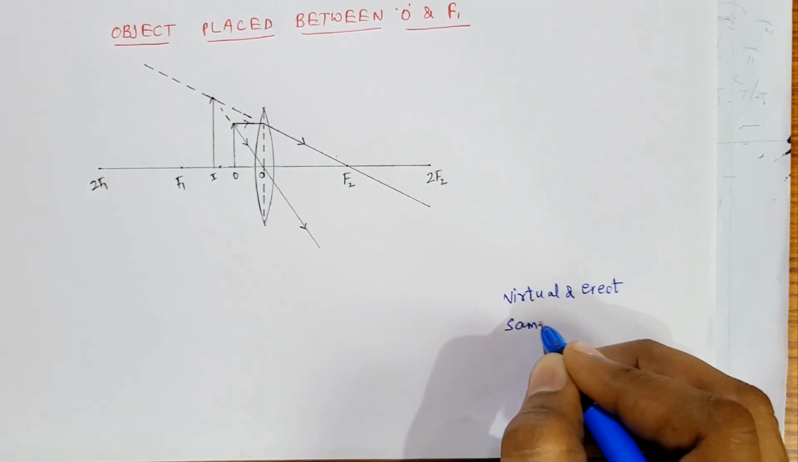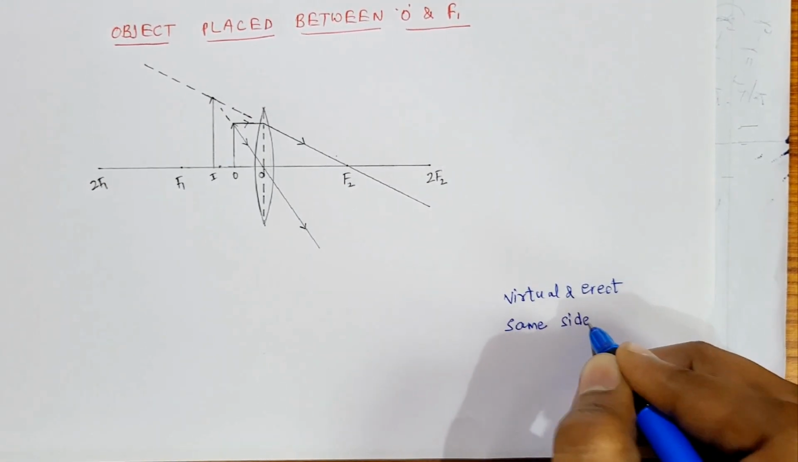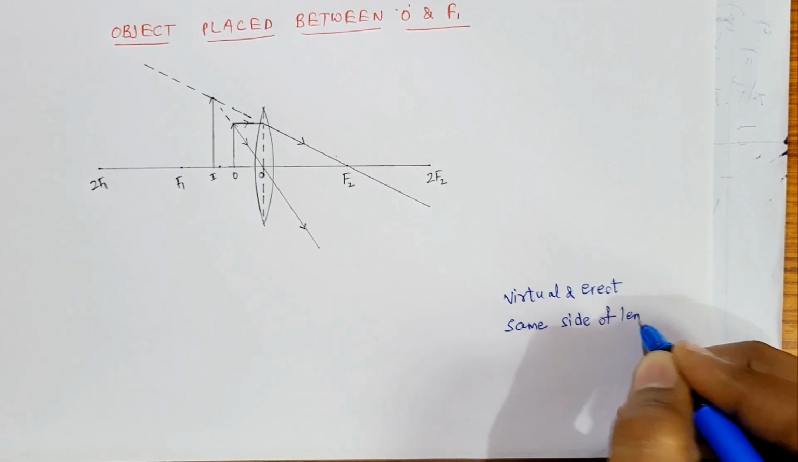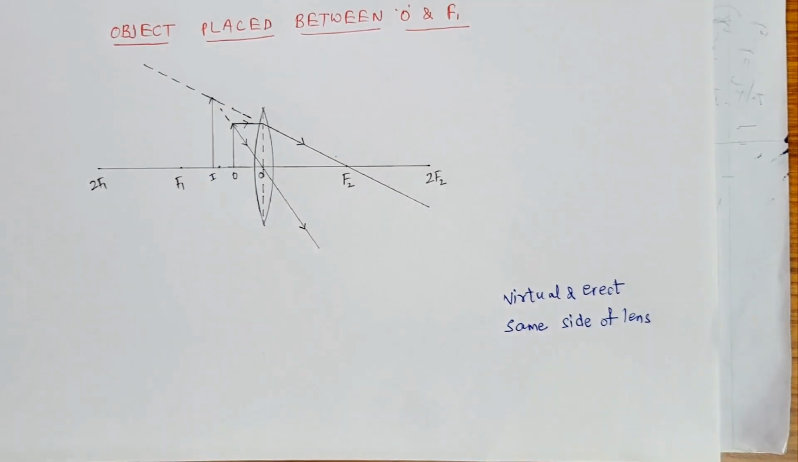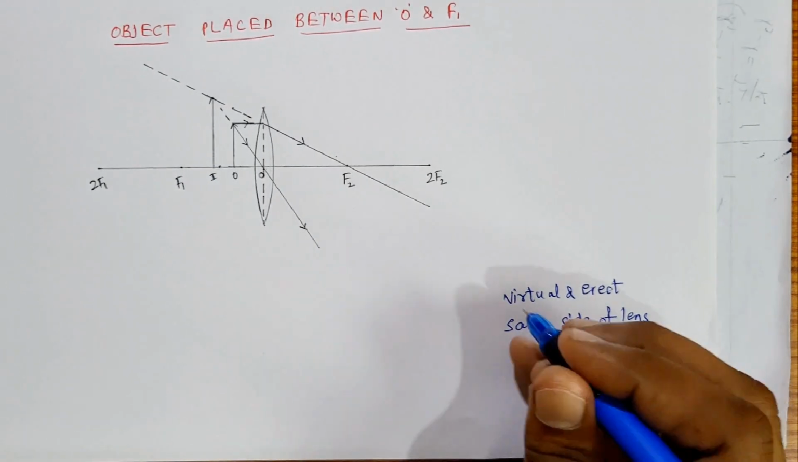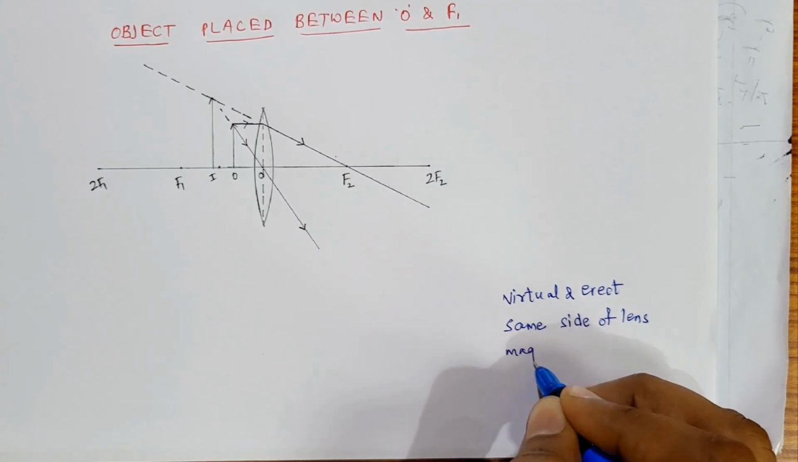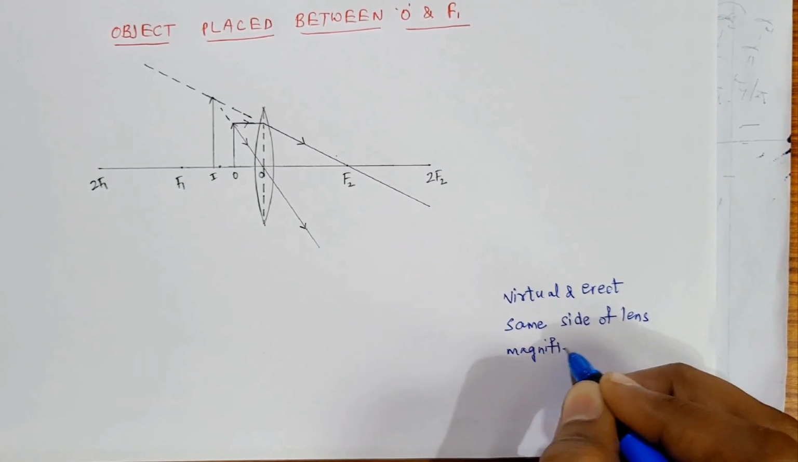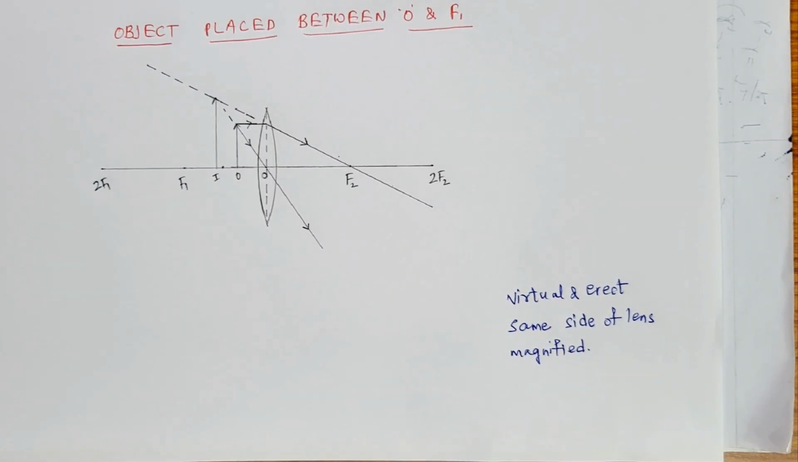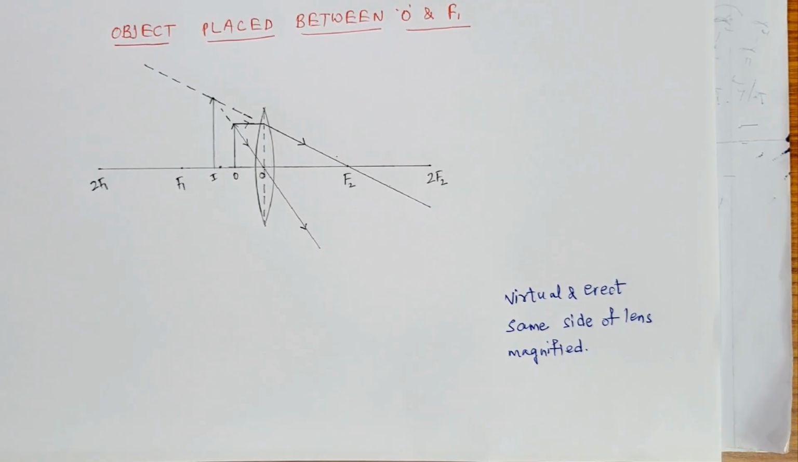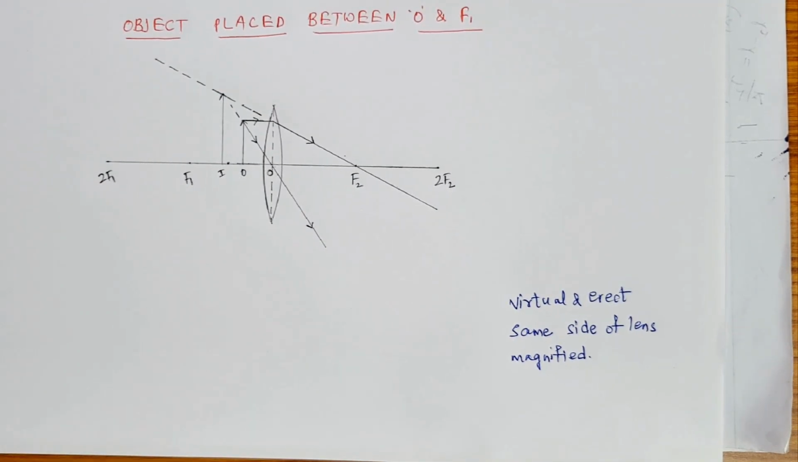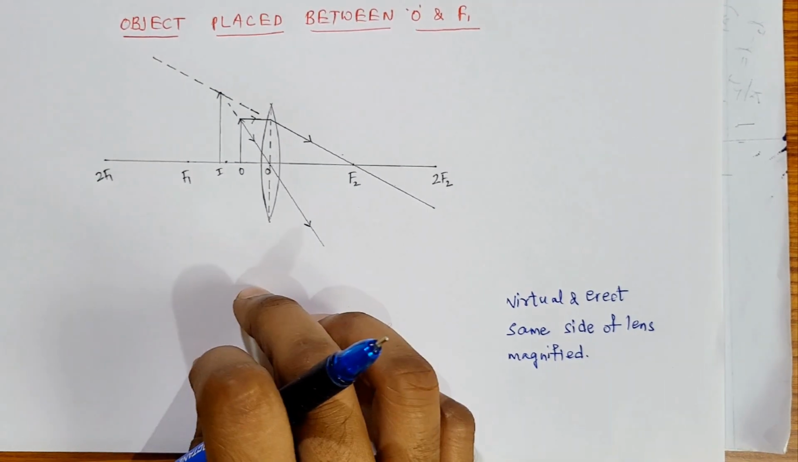And where is image formed? Image is formed on same side of lens. Correct? Where the object is placed, on the same side of the lens, image is also formed. And what about the magnification? Image is magnified image, because height of image is greater than height of the object. Correct? Right. So I hope you understood how to draw the ray diagrams of image formation by convex lens in all cases. Now let us go to the image formation by concave lens.